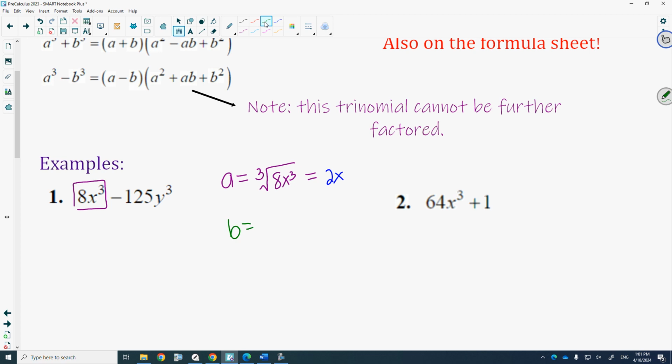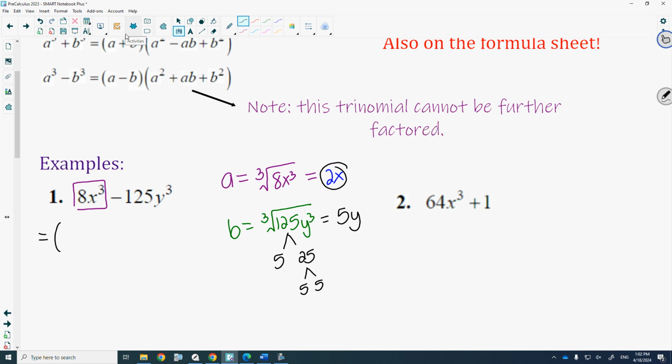So B is the cube root of 125 y cubed. So 125, if you divide 125 by 5, you're going to get 25. 25 by 5 is 5. So the cube root of 125 is 5. Cube root of y cubed is y. So now that I know A and that I know B, you're going to plug it into the difference of cubes formula. So the first factor is going to be A minus B.